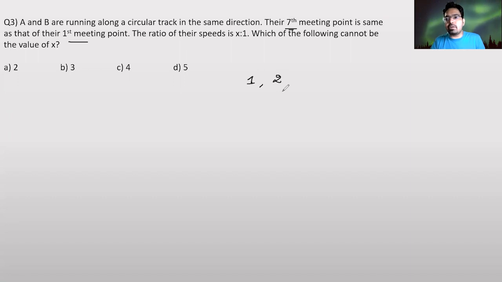So the sixth point will be the same as the second point once again. So the seventh point will be the same as the first point. So if they are meeting at two distinct points on the circle, then also the seventh meeting point will be the same as the first meeting point.